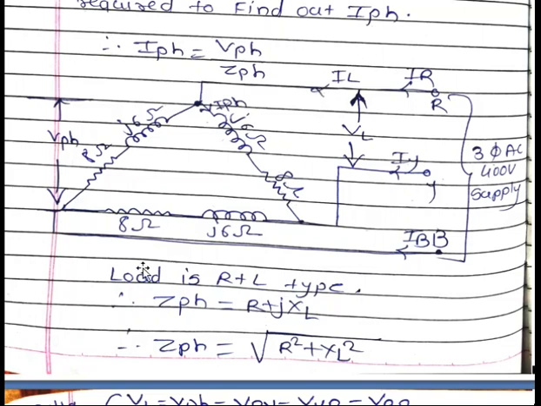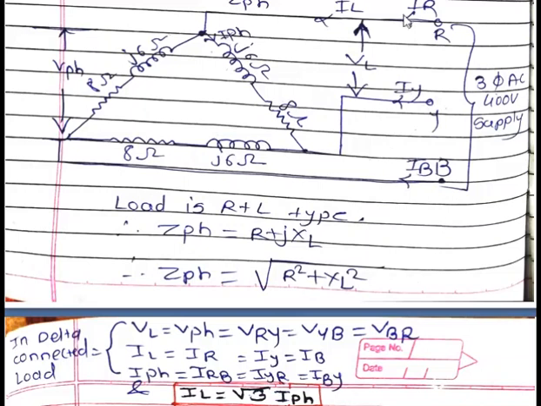Now, IR, IY and IB are the line currents. IL is represented by IR equal to IY equal to IB because these three impedances are of the same value. Therefore, the current is also the same. Now, this IR current has two different paths. One path passes through the Z1 impedance and one path passes through the Z3 impedance.